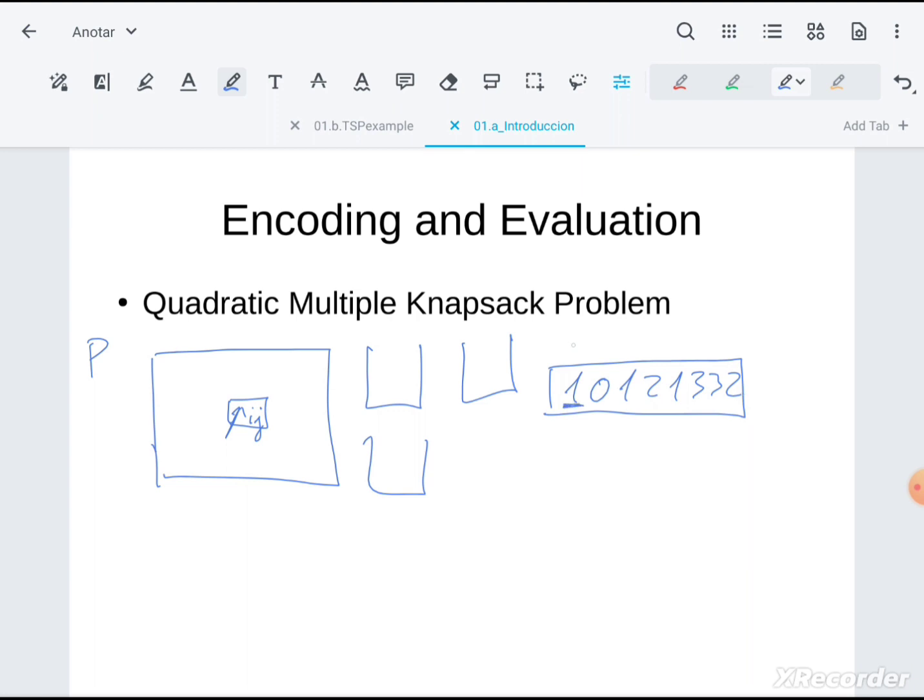This means that the first object is put into the first knapsack. The second object is not put into any knapsack. The third object is put into the same knapsack as the first object, and so on. So this is integer encoding. In this case, the number of potential solutions is the number of knapsacks, k plus 1, powered to the number of objects.